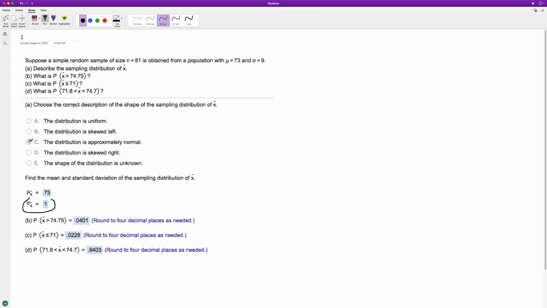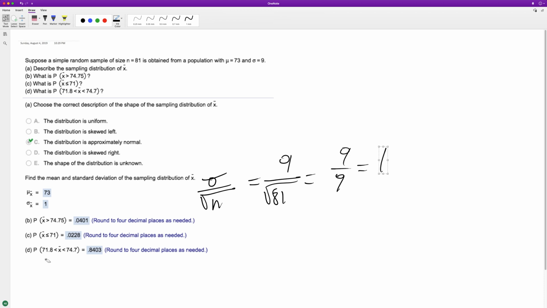How we found the standard deviation of 1: this is the population standard deviation, sigma, divided by the square root of the sample size. So in this instance, it's going to be 9 divided by the square root of 81. The square root of 81 is 9, so it's 9 divided by 9, which gives us 1. And that's how that was obtained. That's important because our next parts, B, C, and D, are going to require that.